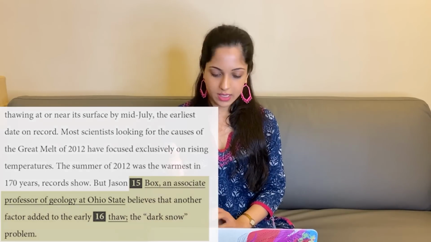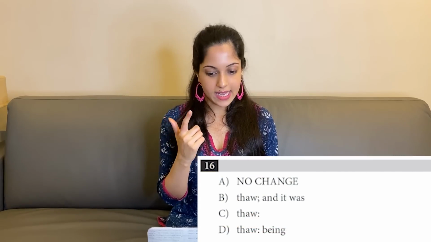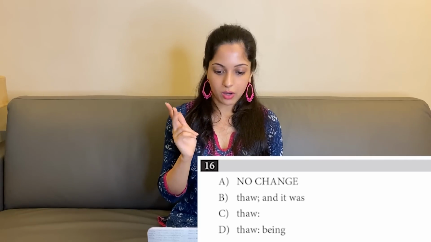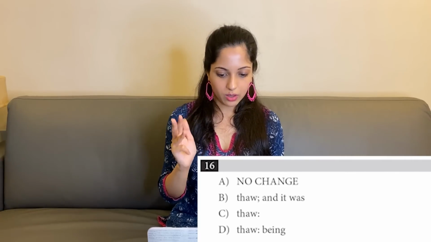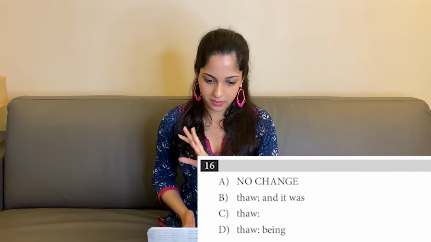The options are no change, thaw; and it was, C, thaw, colon, and D, thaw, colon, being. So clearly this person believes that something else added to it. He believes that this factor added to it, and then he's stating the factor. If that's the case, a semicolon doesn't make sense because a semicolon is meant to divide two ideas that could be separate sentences, which is not the case here. So let's remove no change and the other semicolon option.